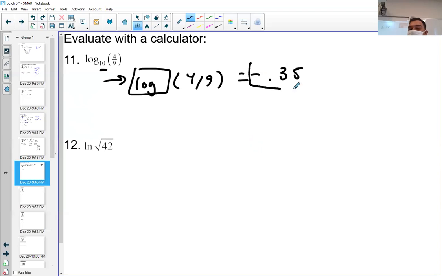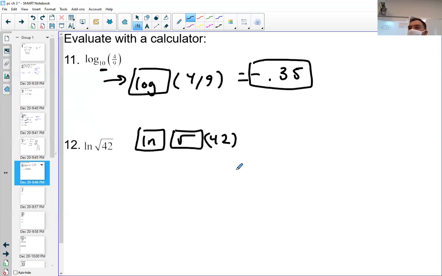The next one, underneath the log button or above it, I'm not sure, is the LN button. So you literally click LN. And then there should be a square root button if you have the TI-80, and then 42. That should be some number, 1.87. 1.87.